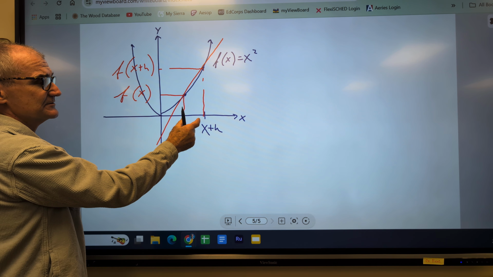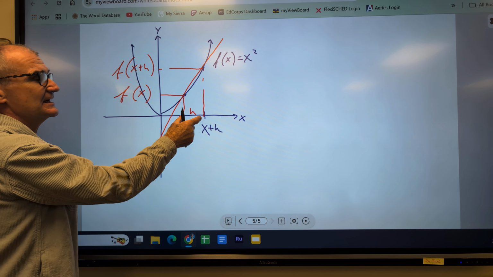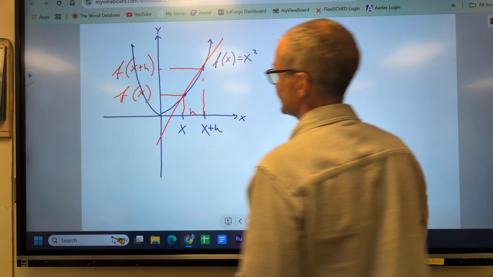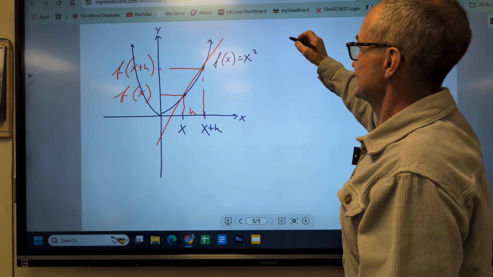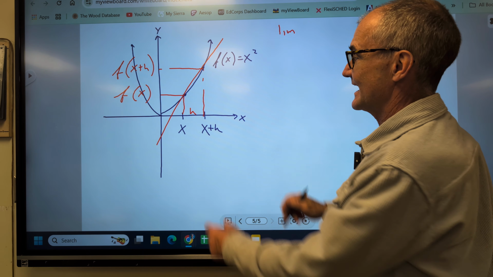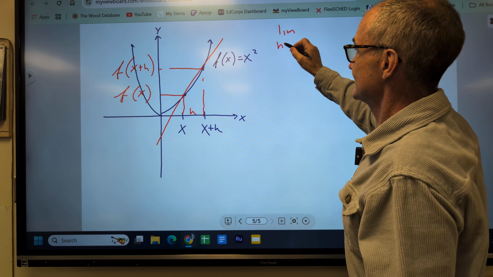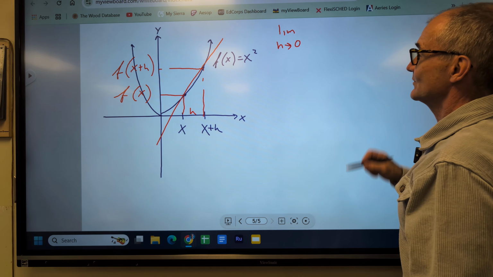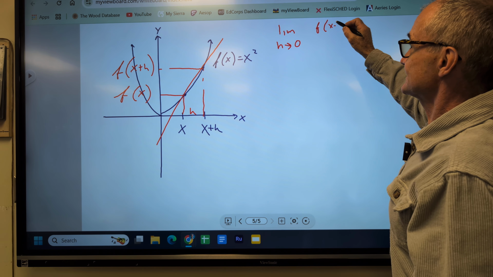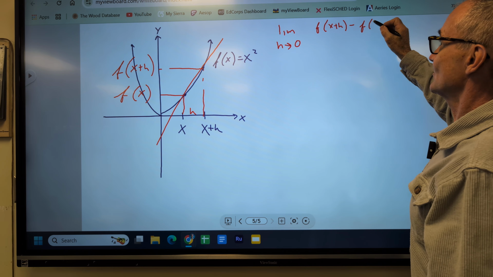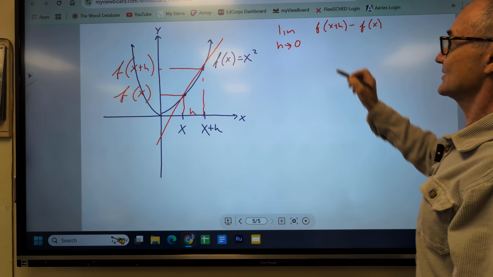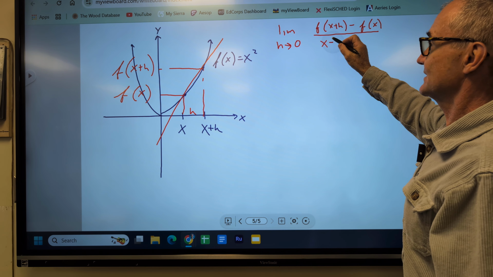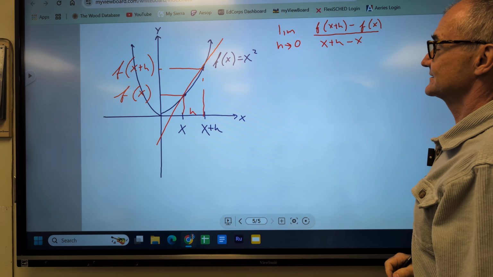So I could bring these things closer and closer, and I could start to say this h value is closer and closer to 0. And that's going to be a limit. So the definition of a derivative is the limit as that horizontal distance h approaches 0 of y2 minus y1, f of x plus h, all over run, x2 minus x1, x plus h minus x.